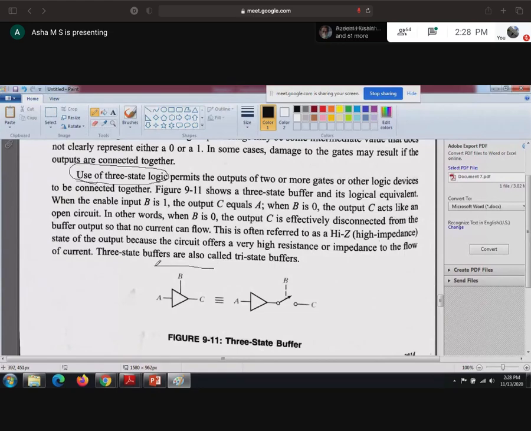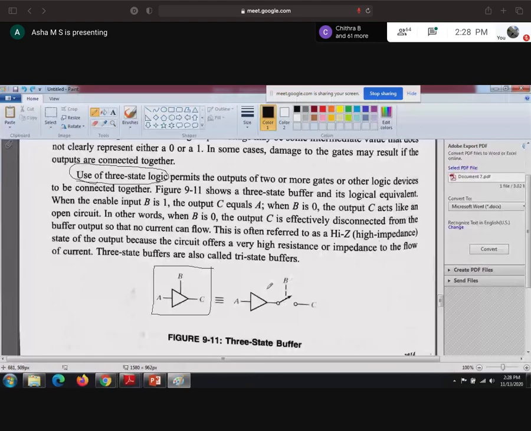This is the symbol of the three-state buffer. You can see that three terminals are there: one is A, one is B, one is C. This is the three-state buffer diagram, and this is the logical equivalent of the three-state buffer.